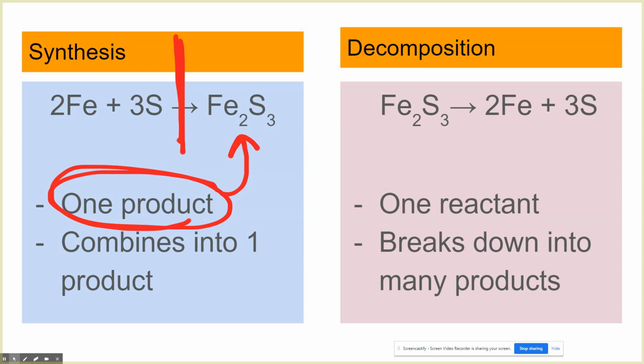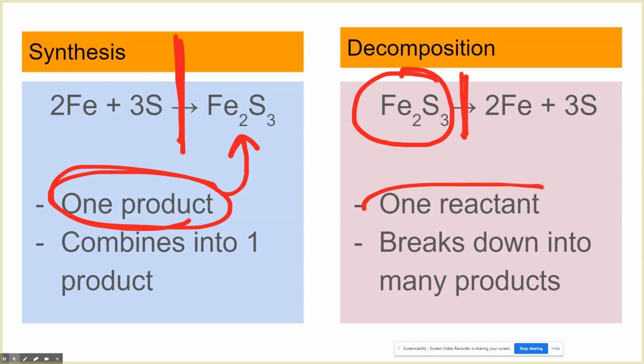Okay, how do you know it's decomposition? Again, if you divide the equation into two, and you only see one compound before the arrow, that means you only have one reactant. That means this one is decomposition. So again, if you see only one compound on one side, just look at what side it's on. If it's after the arrow, that means you only have one product. That means that is synthesis.